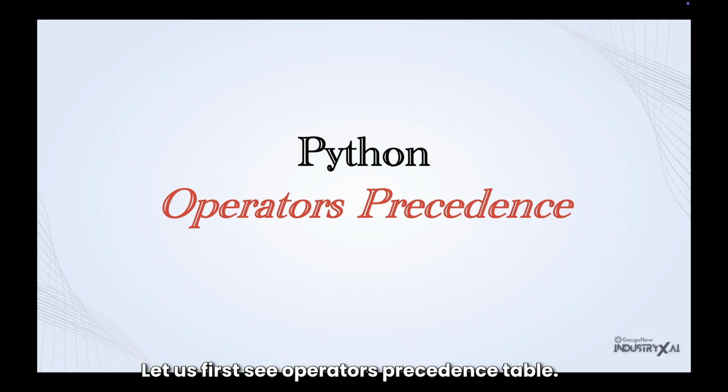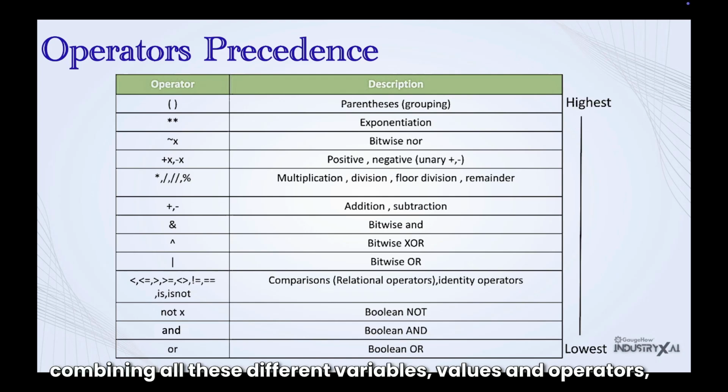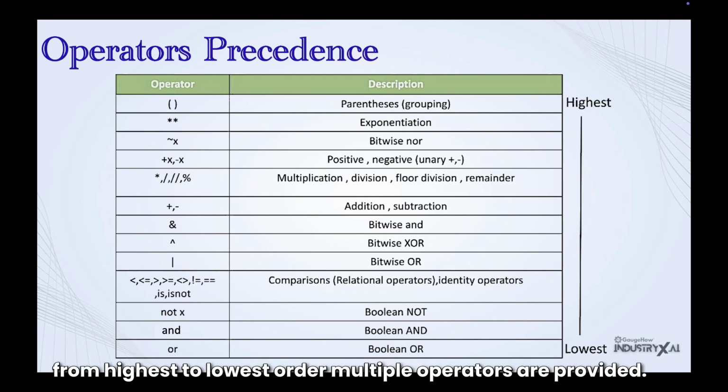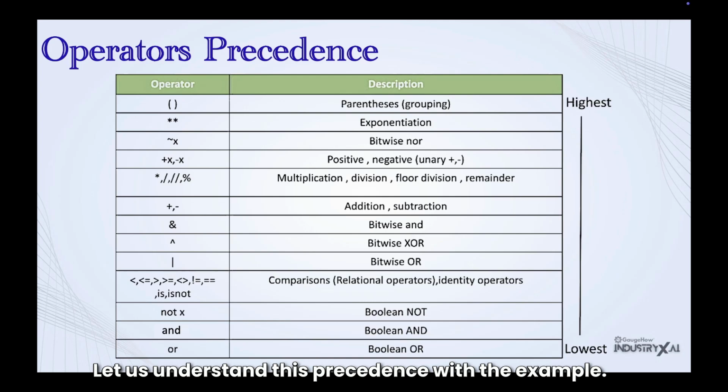Let us first see the operator precedence table. Here you can see that multiple operators are provided in the column from highest to lowest order. That means if we have written any expression combining different variables, values, and operators, then first precedence will be given to the parentheses, then to the exponent, and similarly going down, the operators are provided from highest to lowest order. So while executing any expression, Python keeps in mind this operator precedence to get you the output. Let us understand this precedence with an example.